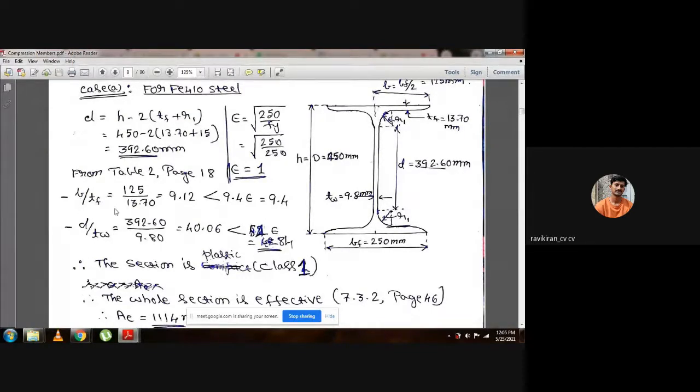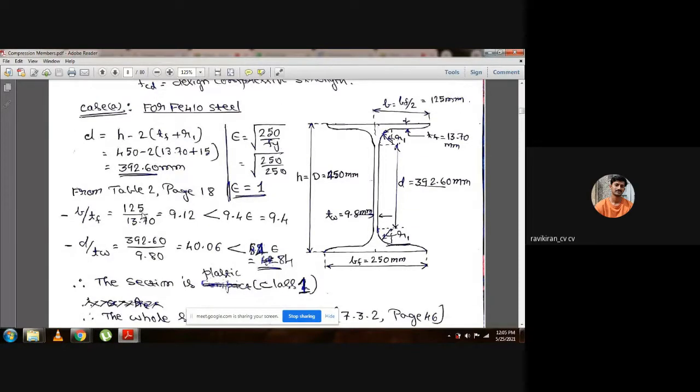For that, how to consider breadth? Breadth we have written here, it is 125. Look at the figure. In this figure, the flange width is 250. We should consider half of the breadth, that is 125 millimeter, and the thickness of the flange is 13.7 millimeter. If you do so, we will get 9.12.